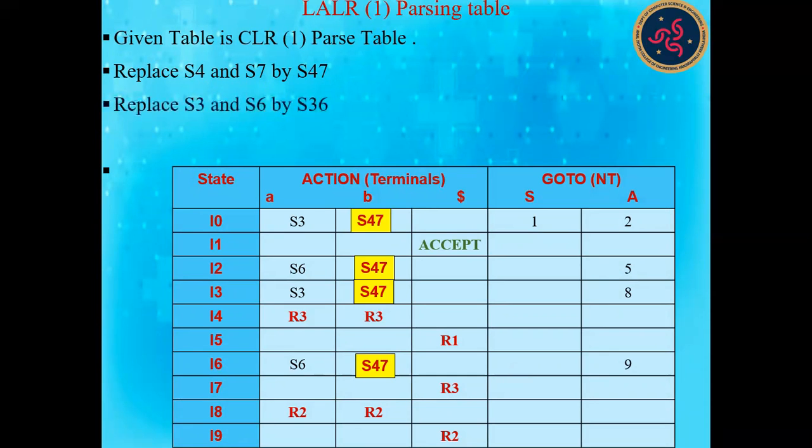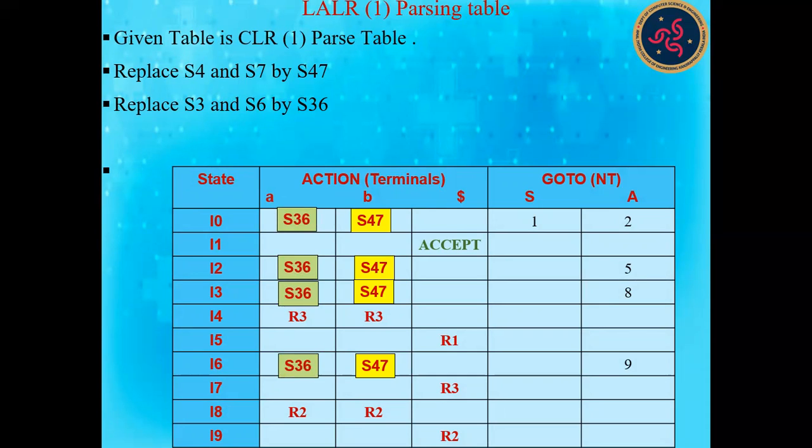S represents shift move. Next, we can replace S3 and S6 by S36. Here S3 is there, here there is S6, S3 is there, and then S6. So these four places we can replace by S36.